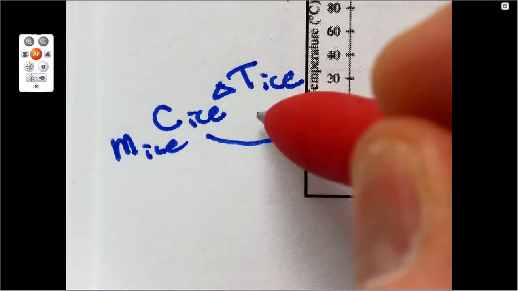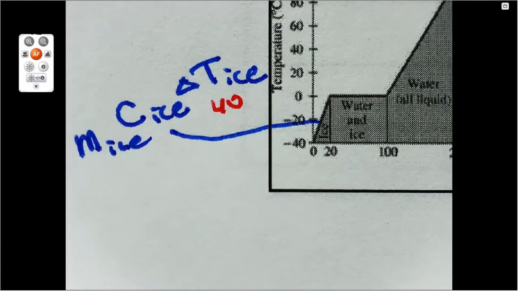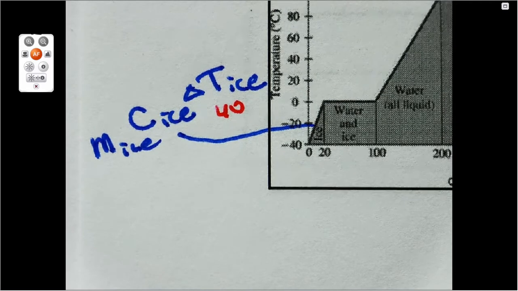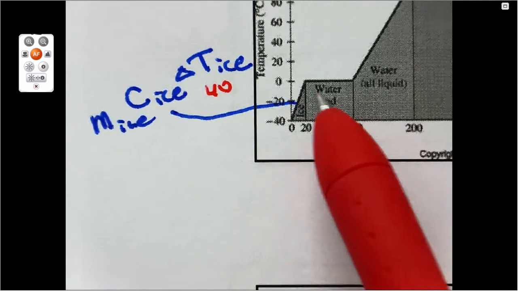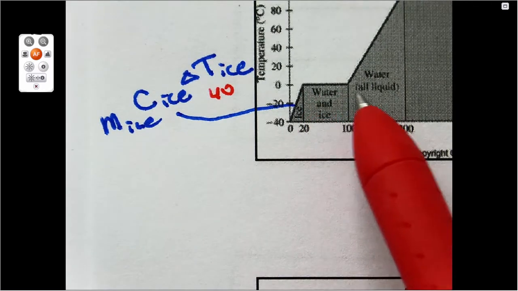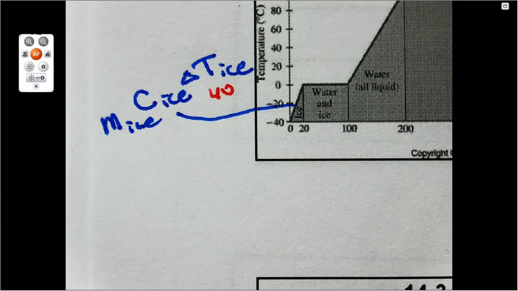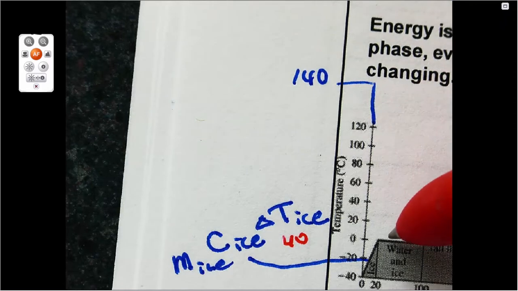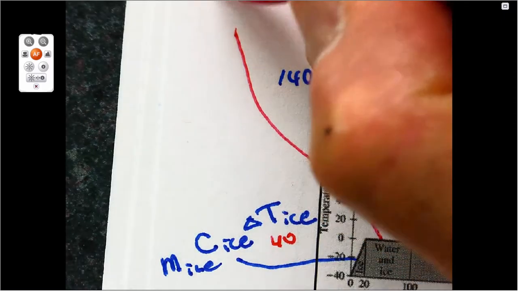Ice has a specific heat, liquid water has a specific heat, and steam has a specific heat. So we know this, we're going to have to heat this up 40 degrees. We're then going to have solid ice. Once you have solid ice, you have to melt it. This is a flat line. This right here is our melting. This is melting, our ice.